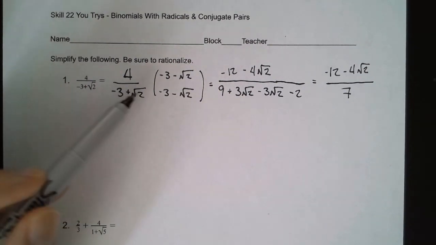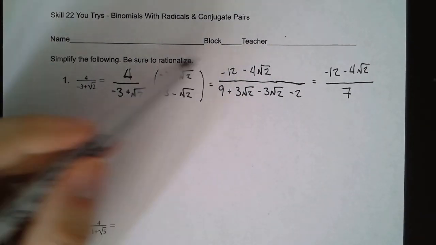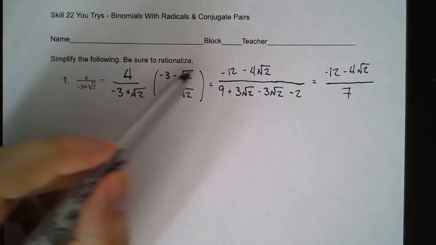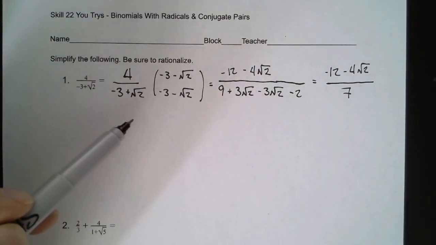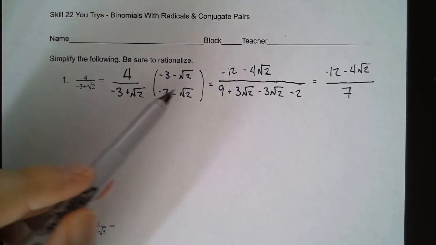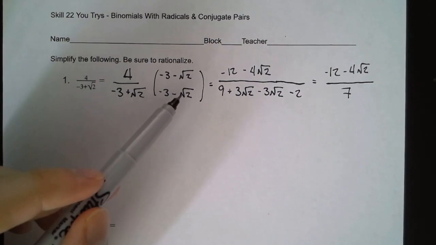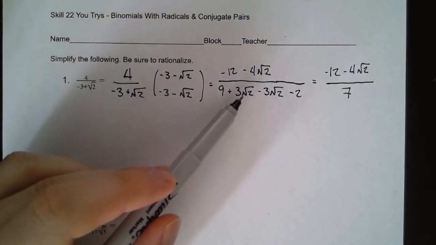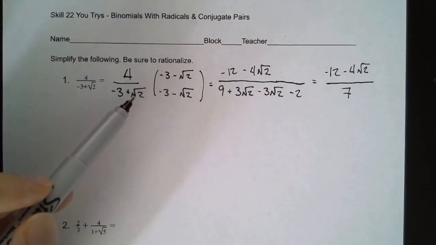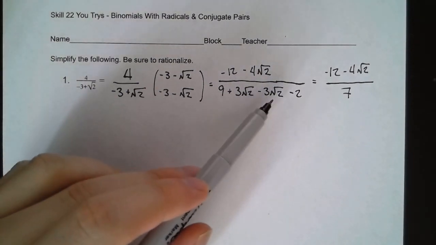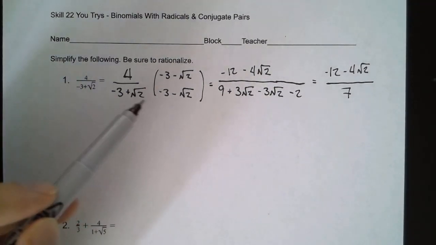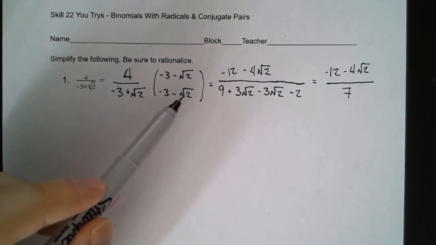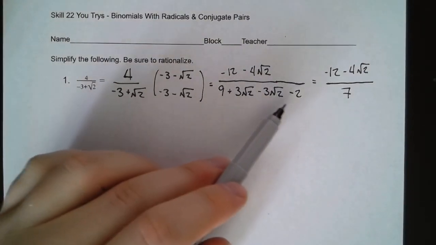And then we need to fully distribute. 4 times negative 3 is negative 12. 4 times negative root 2 is negative 4 root 2. Negative 3 times negative 3 is 9. Negative 3 times negative root 2 is a positive 3 root 2. Root 2 times negative 3 is a negative 3 root 2. And then root 2 times negative root 2 is a negative 2.